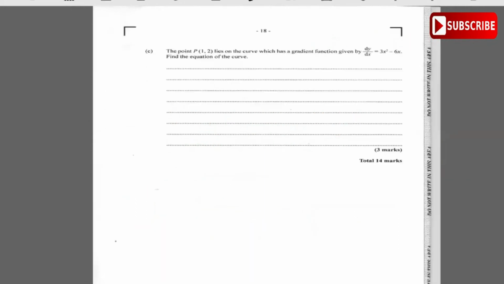Part C, and then we'll finish section 3. It says the point P lies on the curve, which has a gradient dy by dx equal to 3x squared minus 6x. And it says find the equation of the curve. So if you want to find the equation of the curve, y is going to be equal to the integral of dy by dx. And so y is the integral of 3x squared minus 6x.